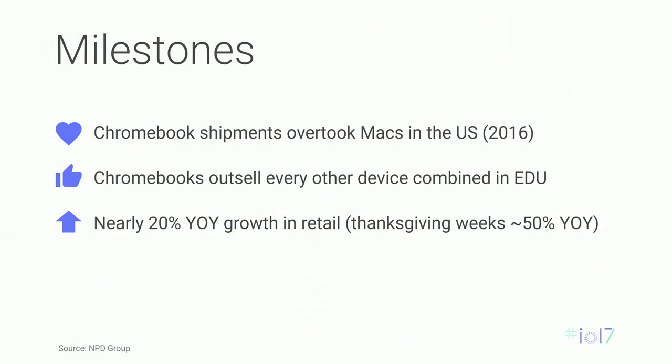And security. That's been top of mind for us since Chrome OS began. So that's led to some big moments for us over the last few years. At I/O last year, we announced that Chromebook shipments overtook Macs in the United States. Now, that's in part due to our strength in EDU, where Chromebooks outsell every other device combined. But that's also been the case in retail. So we've seen nearly 20% growth year on year, in holiday weeks up to 50% growth. So Chrome OS is really strong and continues to grow.